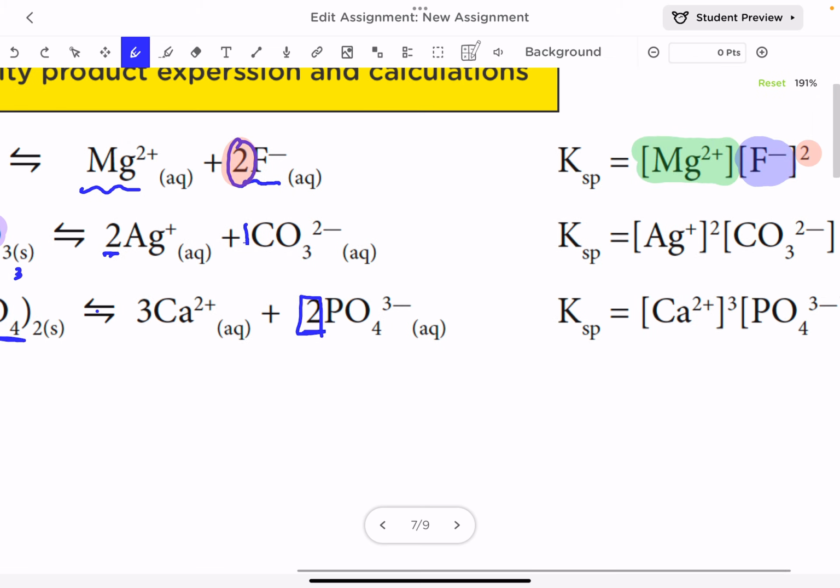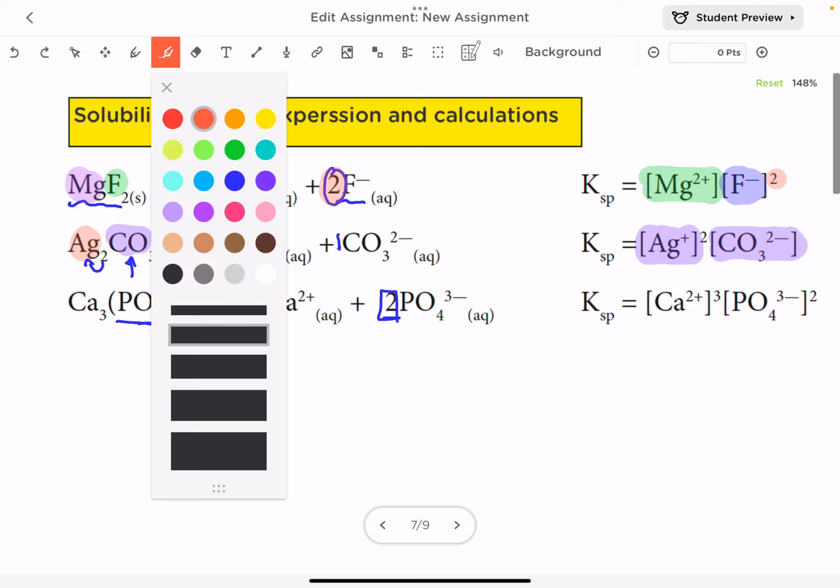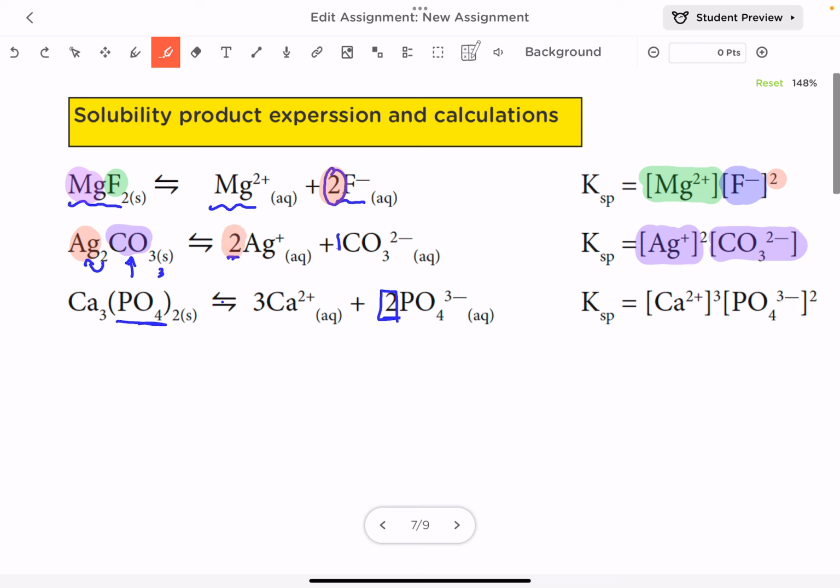When we write the Ksp formula, we have the silver concentration and the CO3 concentration. However, the silver will be raised to the power of 2 and the CO3 2 minus will be raised to the power of 1. If there is nothing written above the concentration, it means that this is power 1.